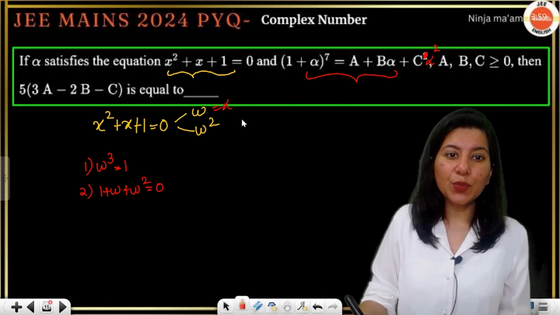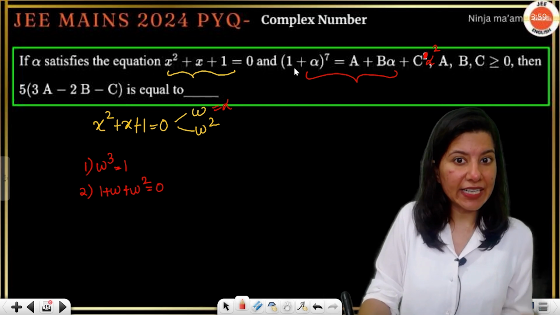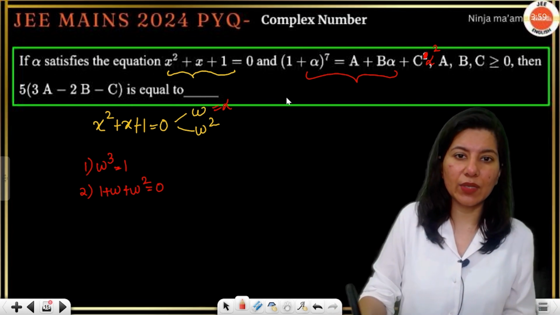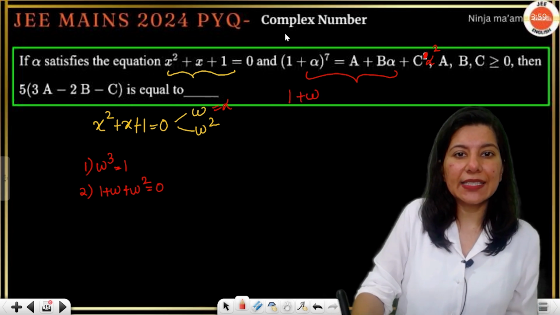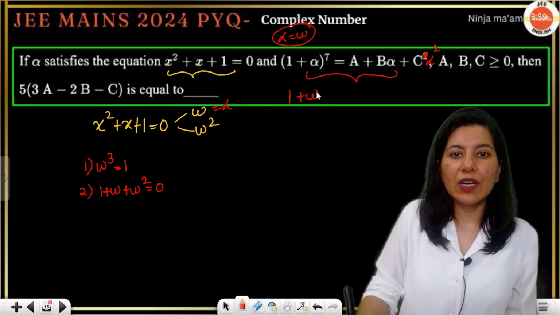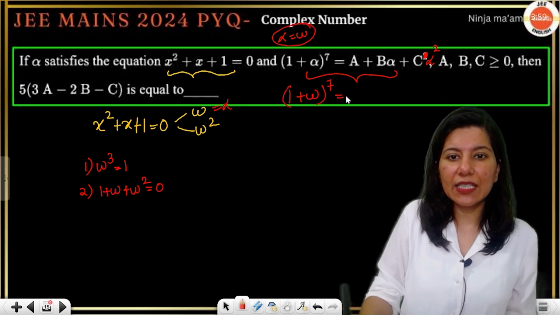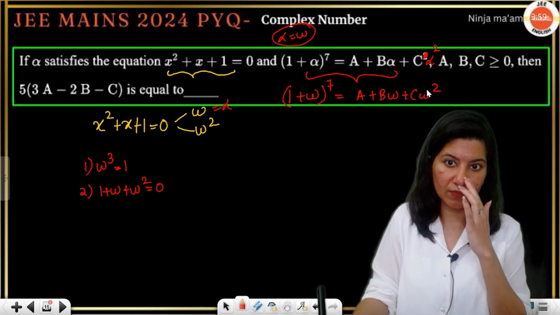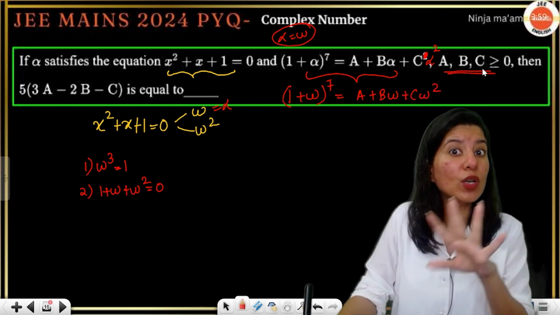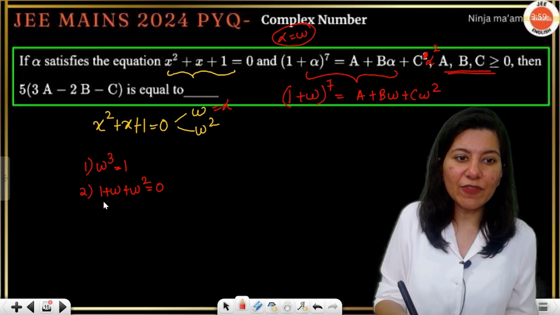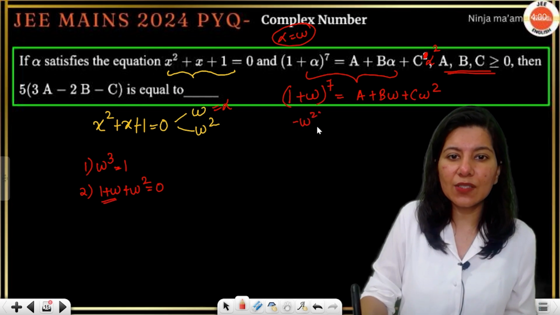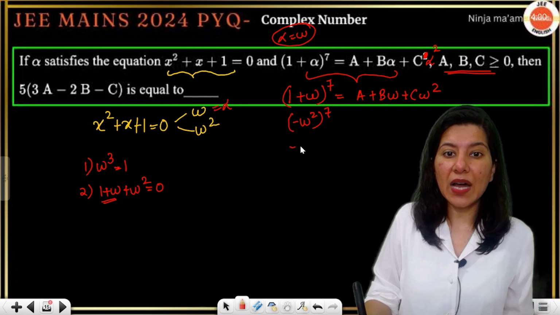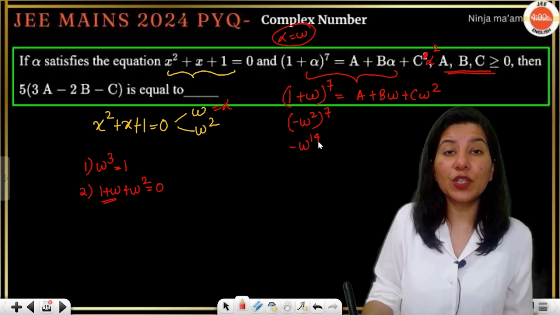On the left hand side is alpha. Alpha, you know, is omega or omega square. You put anything, you will get the same answer. So let's take alpha is equal to omega. (1 plus omega)^7 is equal to A plus B omega plus C omega square. And A, B, C are non-negative quantities. 1 plus omega from here we can say is minus omega square, to the power 7. So this is minus omega raised to power 14.